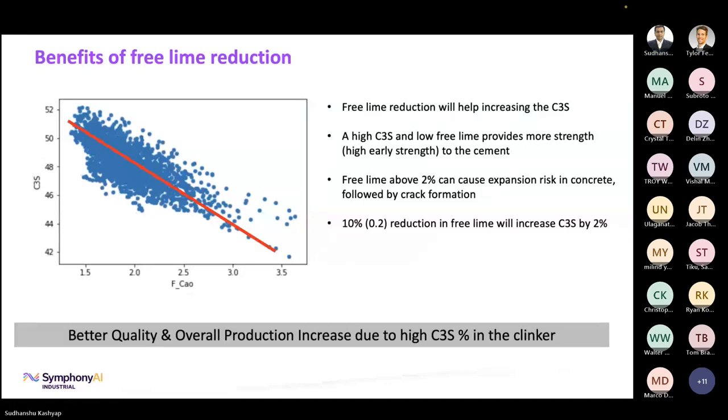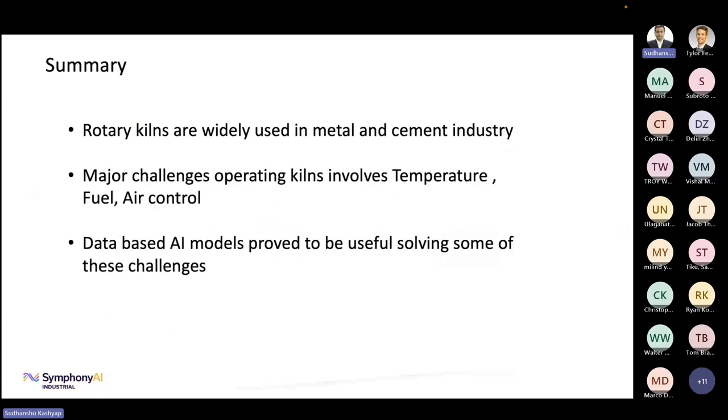cement industry. So to summarize what we have gone through today, rotary kilns are widely used in metal, cement industry, as well as many other industries. And major challenges in operating kilns are temperature control, fuel, air control, which could be addressed through AI-based models, and that could bring value to the industries and operations.